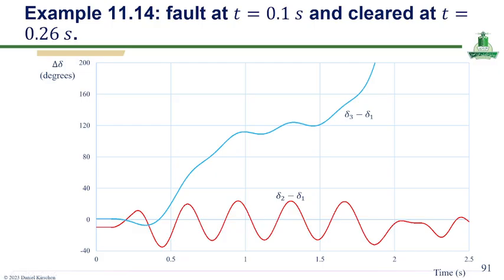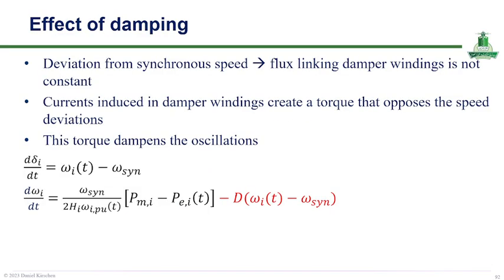So this behavior demonstrates that the system has exceeded its critical clearing time, meaning the fault was not removed quickly enough to preserve stable operation. This slide highlights the strong sensitivity of transient stability to fault clearing time and emphasizes the importance of high-speed protection and circuit breaker operation in maintaining secure power system performance.